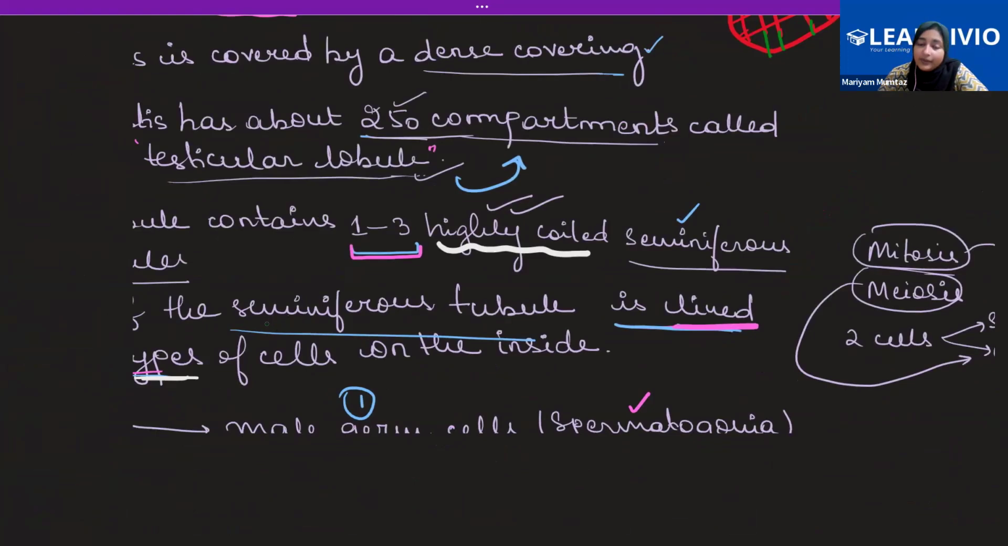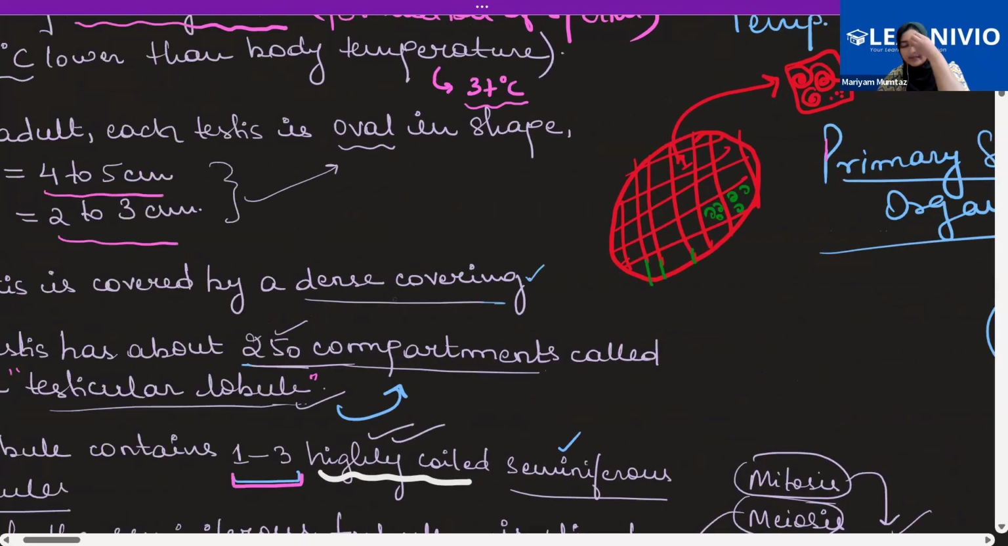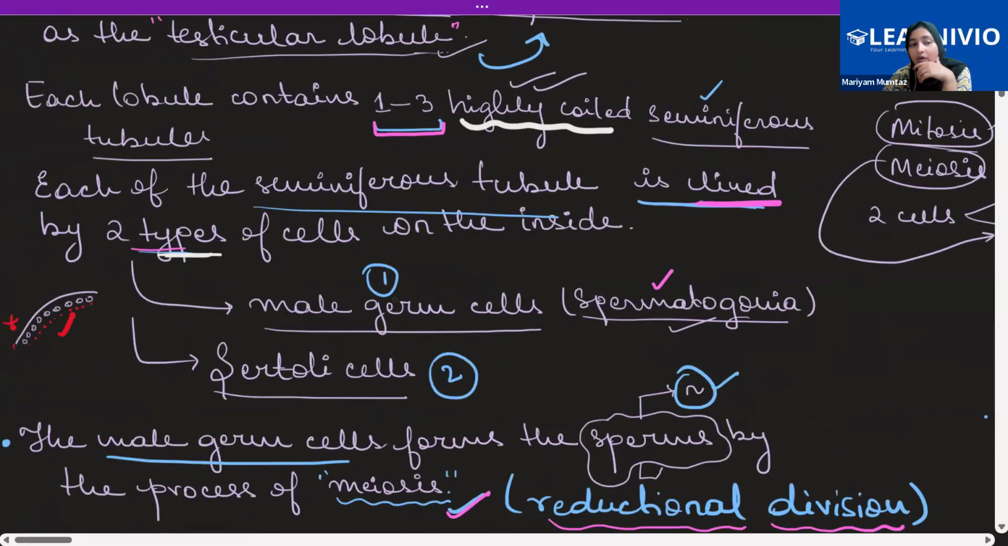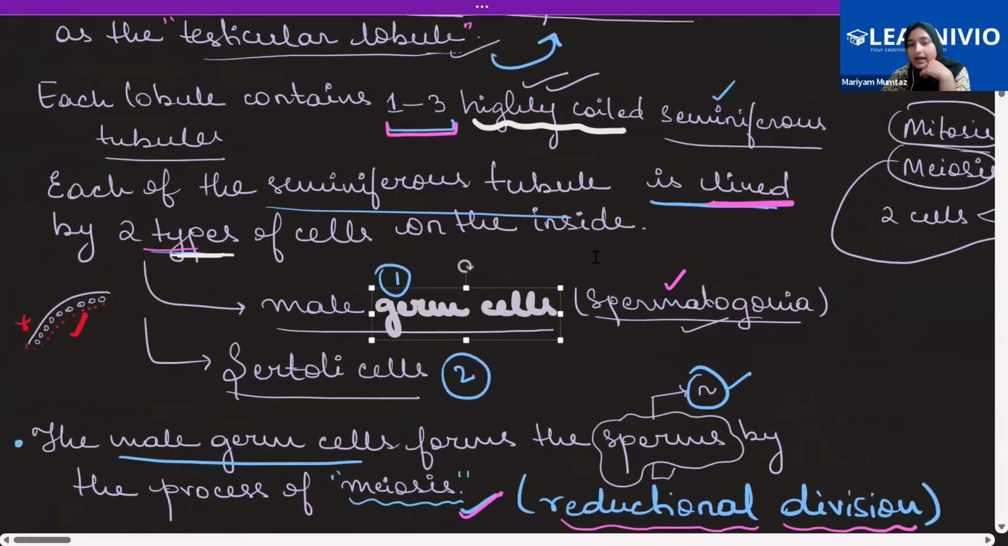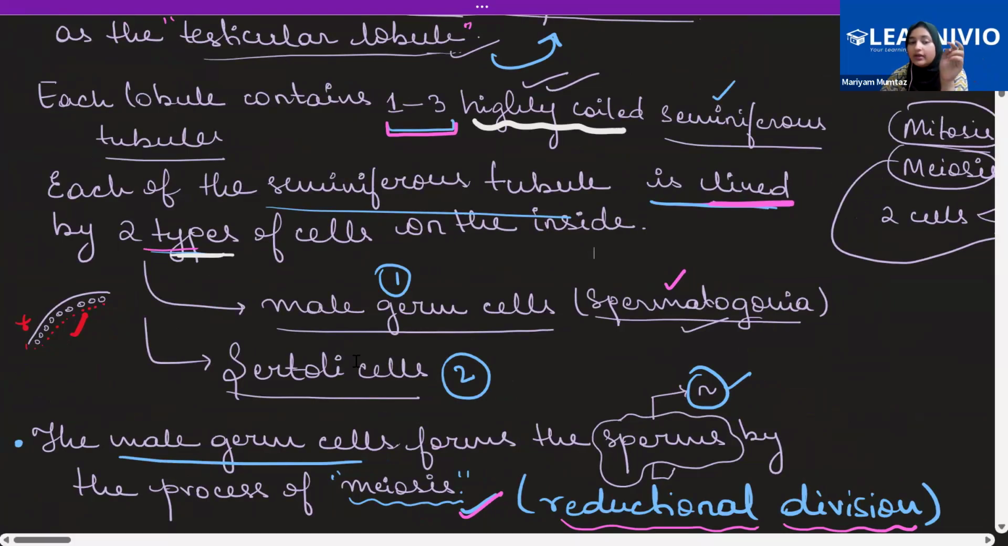Now we are going to see the ultrastructure of the seminiferous tubules. When we move completely inside the seminiferous tubule, on the inside, it is lined by two types of cells. The first type is the male germ cell, also called spermatogonia. The second type is called Sertoli cells. Is this clear, students, up until now? Am I going too fast? Wherever you feel I'm going too fast, tell me.